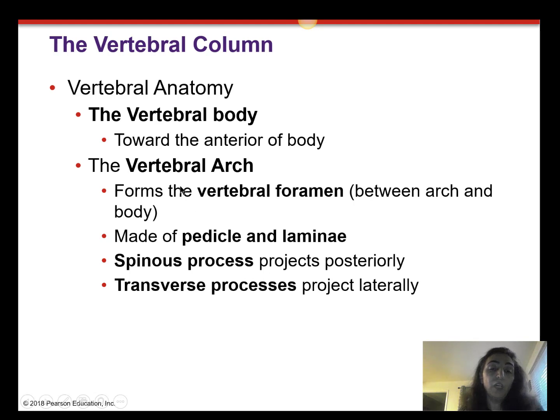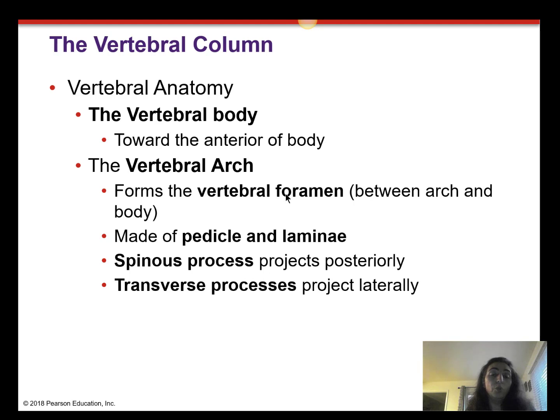And after that we have an arch. We call it vertebral arch. So it is like a complete arch after the body. If this is the body, an arch is connecting to that one. We call it vertebral arch. Now let's see what parts we have in the vertebral arch. Vertebral arch forms the vertebral foramen. That's the hole that we have between the body and the arch, and it is made of pedicle and lamina.